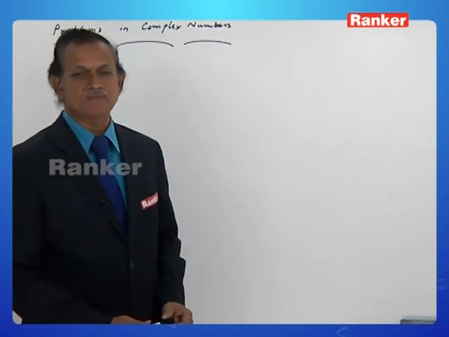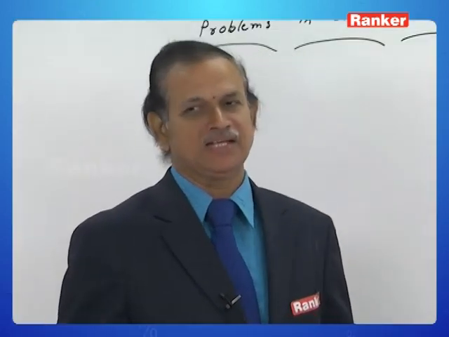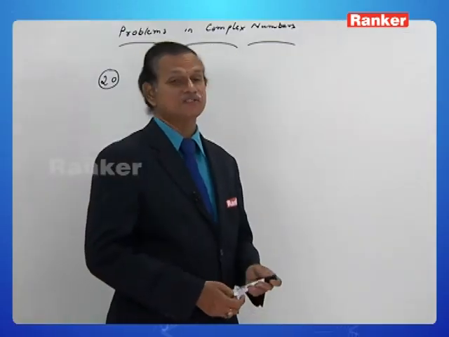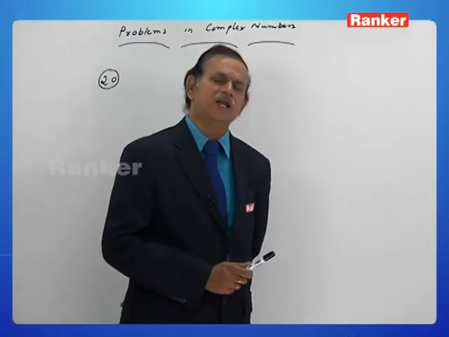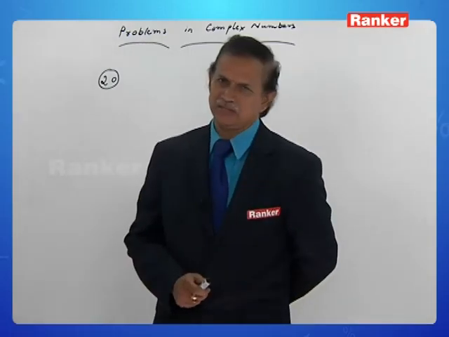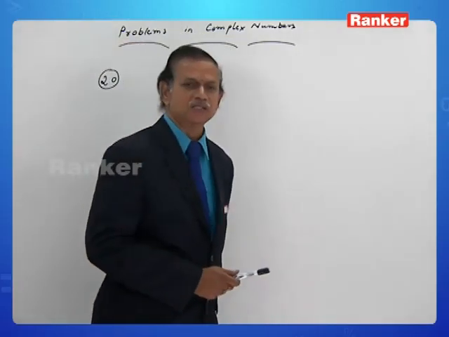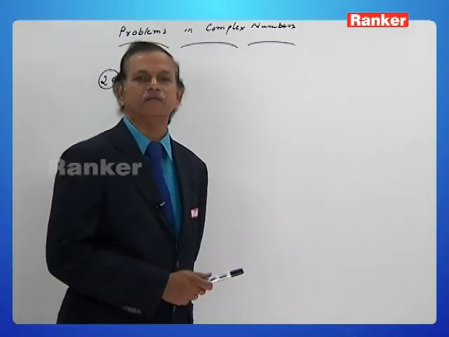We now see the next question before us, that is question number 20. If omega different from 1 be a complex cube root of unity and 1 plus omega whole power 7 is equal to L plus m omega, then the value of L plus m is, that is the question. What is asked? L plus m. From where are you getting L and m? 1 plus omega whole power 7 has been expressed in terms of omega as L plus m omega. So it is essential to have the value of L and m also.